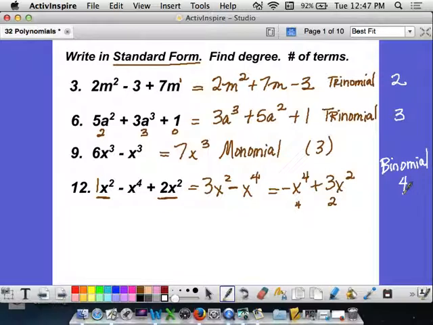So we've gleaned a lot from this. First of all, decreasing power puts it in standard form, from highest exponent to lowest exponent. The second, if there is 1 term, it's considered a monomial. If there are 2 terms, it's considered a binomial. If there are 3 terms, it's considered a trinomial. And anything with 4 or more, we just simply call a polynomial. They're all polynomials, but these 3 have specific names.